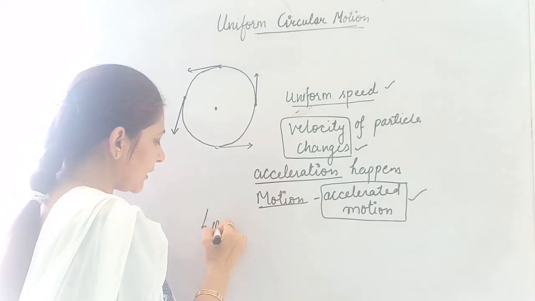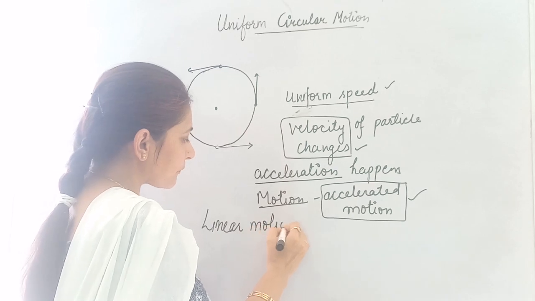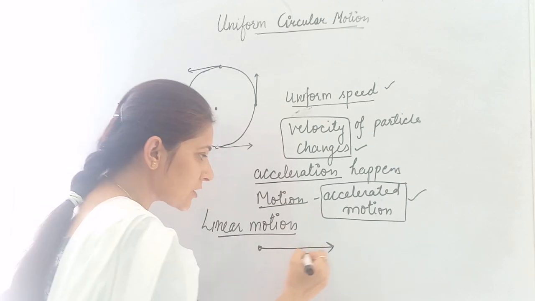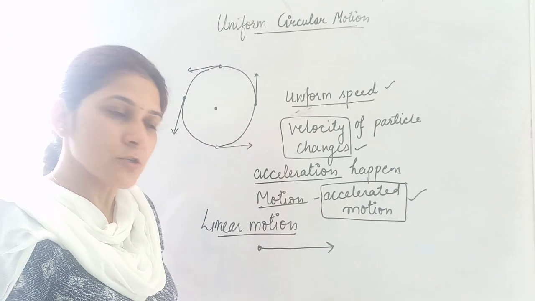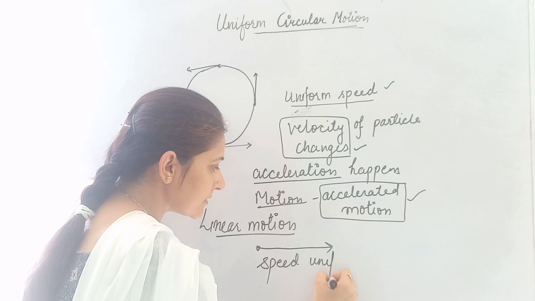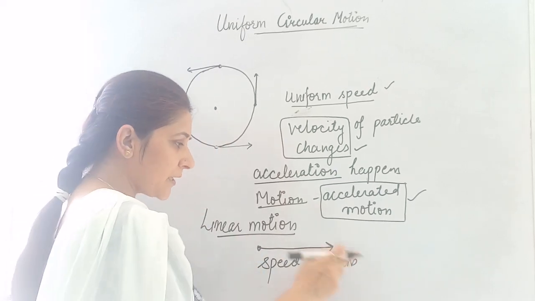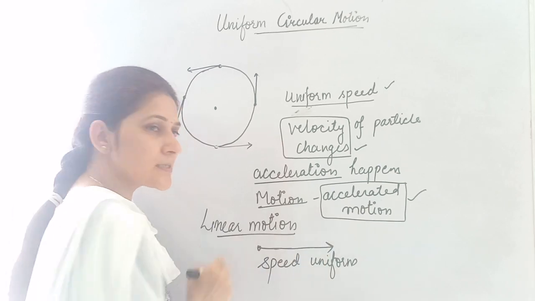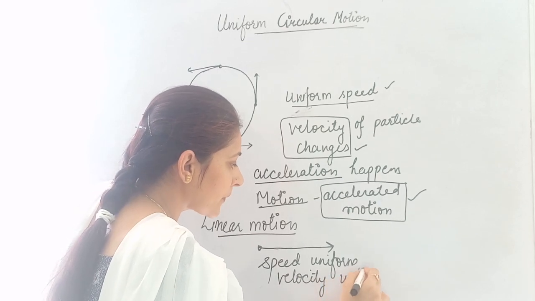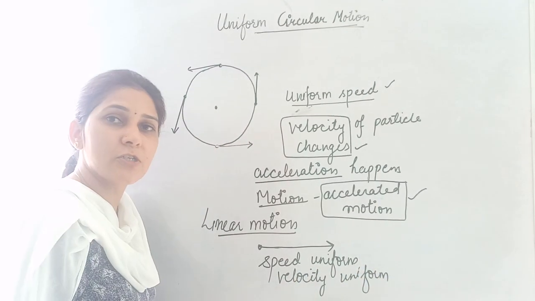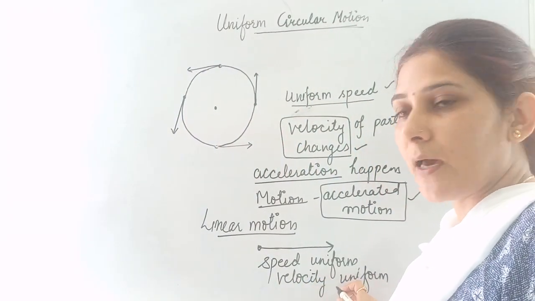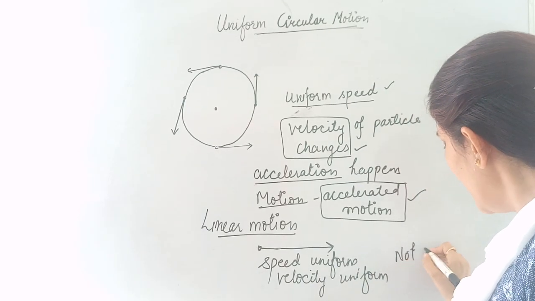We can differentiate linear motion and circular motion from here. When we talk about linear motion, suppose this is the particle present at this point, moving in this direction. We consider that the speed is uniform. If the speed is uniform and the particle is moving in this direction only, then velocity is also uniform, meaning it remains constant. When velocity is constant, there is no acceleration, so the motion is not accelerated.